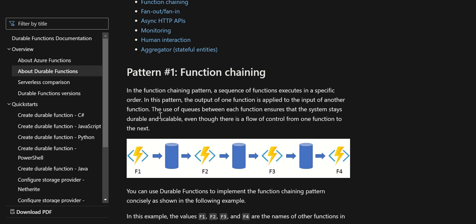That's what they are saying. Okay, the use of queues between each function ensures that the system stays durable and scalable, even though there is a flow of control from one function to the next. So they are making use of these queues in order to pass over the output of one function to another function. Very nice, guys. Okay, this can be used in sequential workflow scenarios.